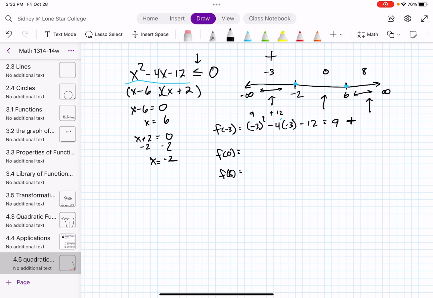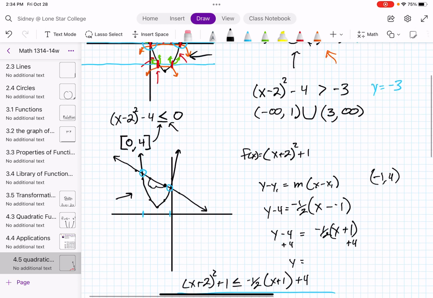When I plug in 0, that is going to be 0 squared minus 4 times 0 minus 12. Well, 0, 0, negative 12 is negative 12. That is a negative value. So these have negative values in here. And lastly, f of 8 gives me 8 squared minus 4 times 8 minus 12. So 64 minus 32 minus 12 gives me positive 20. Those are positive values.